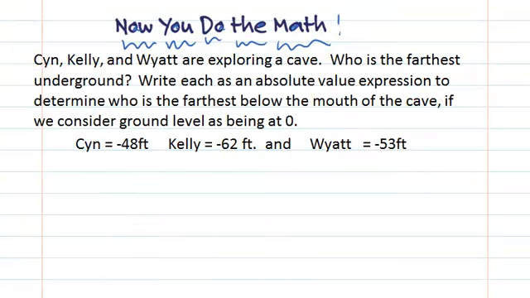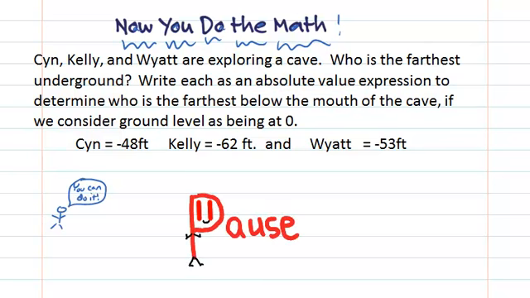3 students are exploring a cave. To see who is the furthest from the mouth of the cave, we will need to write each elevation as an absolute value. Now it's your turn to practice the math. Write each elevation as an absolute value to determine who is furthest from the mouth of the cave. Pause the lesson, and when you are finished, hit play to see the answer.